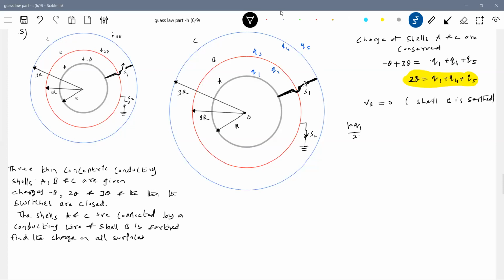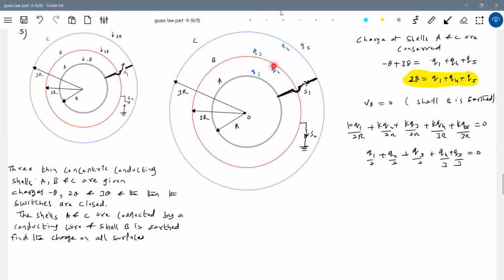So the potential of shell B will be KQ1 by 2R plus KQ2 by 2R plus KQ4 by 3R plus KQ5 by 3R, all that is equal to zero. Q1 plus Q2 should be... we'll see what all will end up. This is the one equation we have. Can we draw any Gaussian surface and get a relation between Q1 and Q2? Yes, Q1 plus Q2 must be equal to zero. Q1 plus Q2 plus Q3 plus Q4 should be zero.